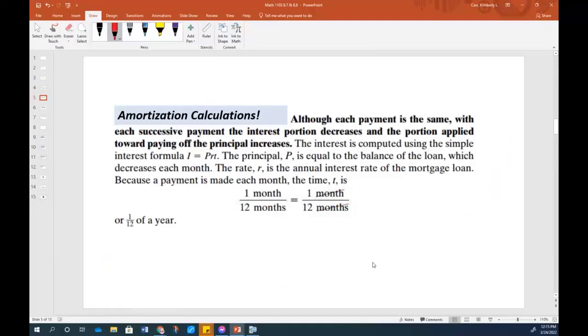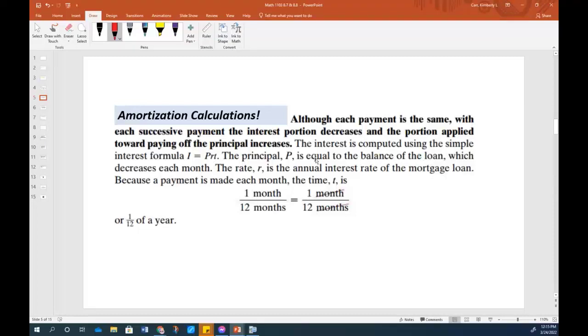Now, when they do the amortization calculation, payments are due at the exact same time, but they're also the exact same amount. You keep paying the same amount all the time on a fixed rate mortgage. But every payment you make, the interest portion goes down a little bit, and the part that goes towards your unpaid principal increases. So we're going to look on the next slide at how to do an amortization calculation.